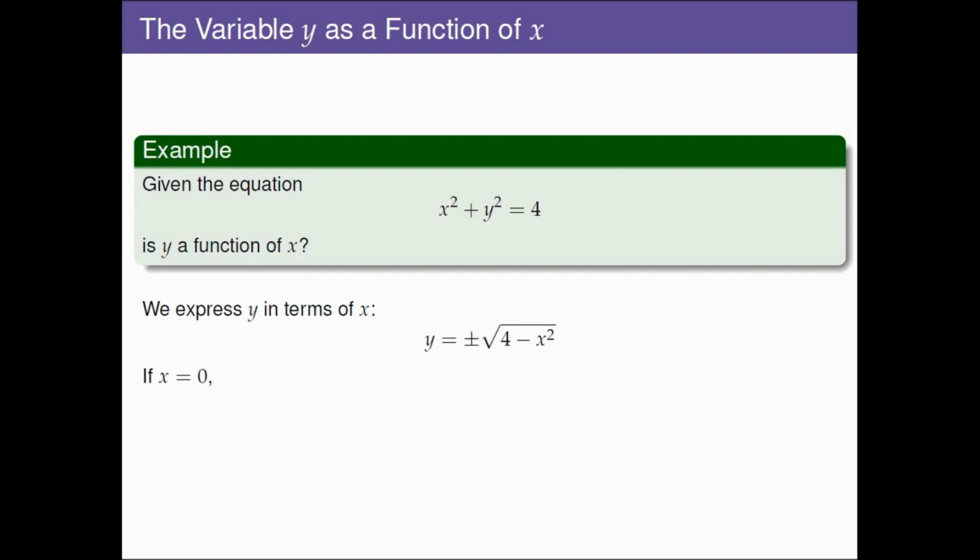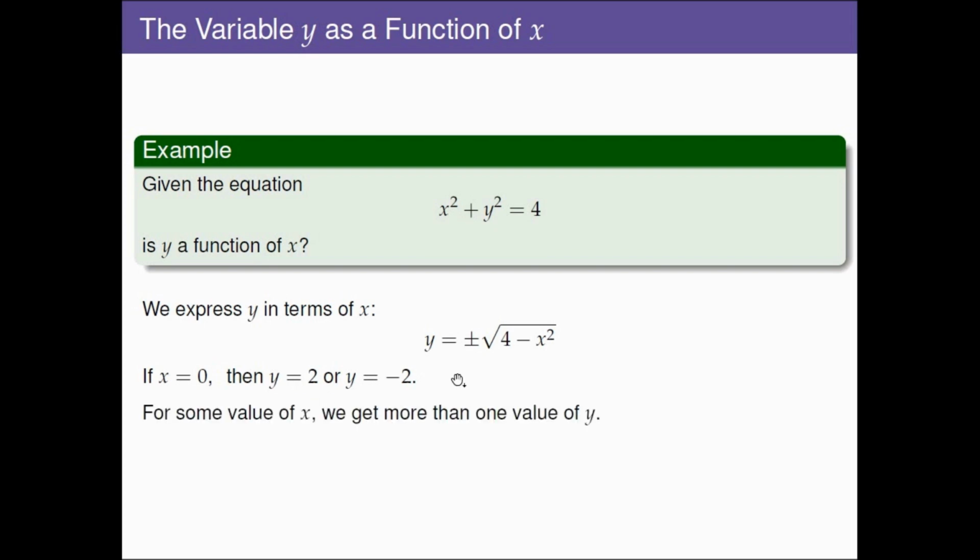Now, if x equals 0, then y equals plus or minus square root of 4, which means that y equals 2 or y equals negative 2. So for some value of x, we get more than one value of y. So y is not a function of x. Okay.